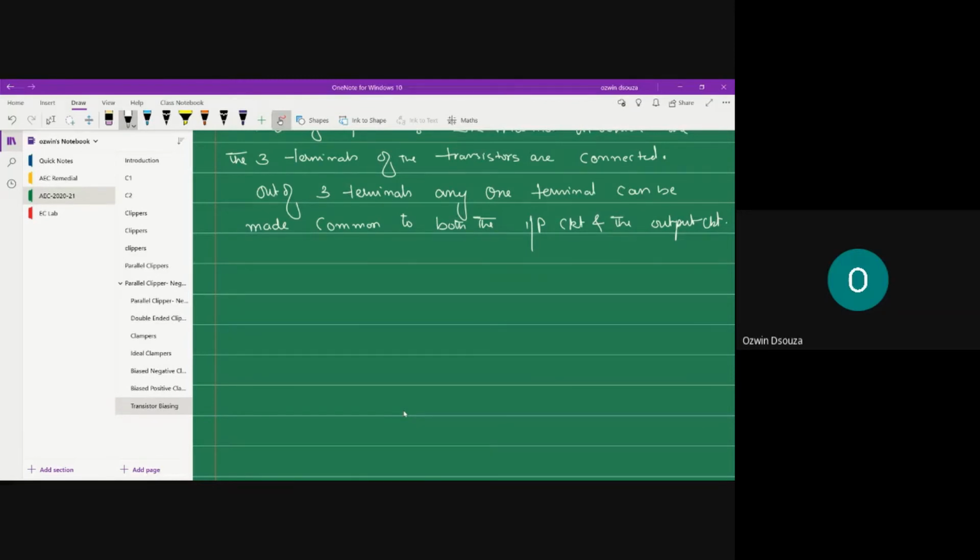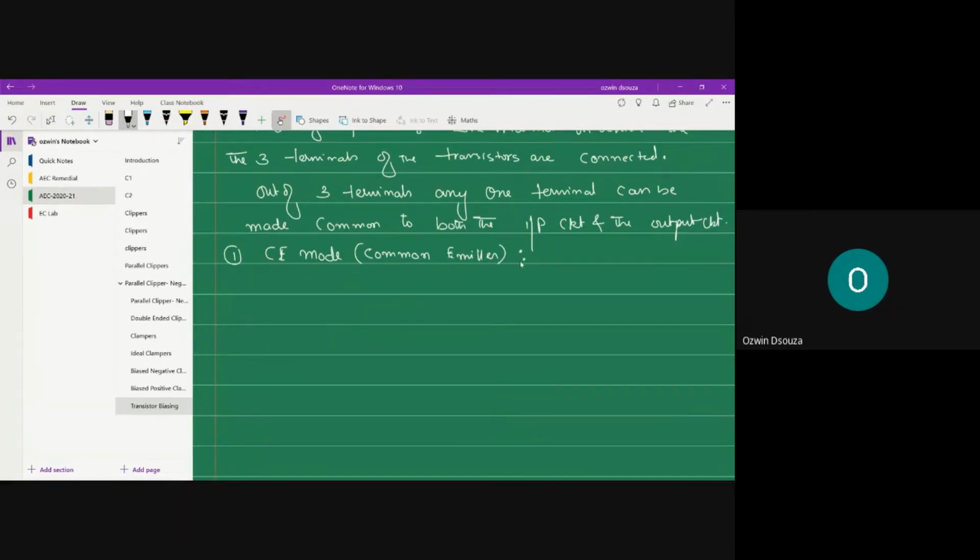Now the question is, which terminal are you going to keep common for both the input circuit as well as the output circuit? Can I say you keep the emitter terminal as the common terminal? Not necessary. Someone can say that you keep the collector terminal as the common terminal. So on this basis, you can have three different types of modes of operation. The first mode is the common emitter mode, popularly known as CE mode. What is the meaning of common emitter? The emitter terminal is common for both the input circuit as well as the output circuit.